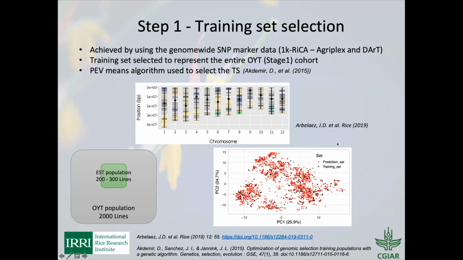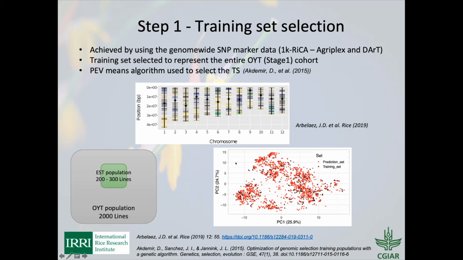If you see the figure on the bottom, this shows all the 1,000 individuals in the red circles, and the black triangles are the training set lines picked to represent all the lines. So it's not a random selection. We use an algorithm called p-means, developed by Akhtamir et al., which effectively picks the training set, and that training set is then used to get phenotype data from multi-environment locations. This cartoon shows slightly different numbers, but the concept is the same. We have a big OYT, we pick a small training set, and that is tested. For that, we use the same 1K RICA markers, and that's how the TS is picked.